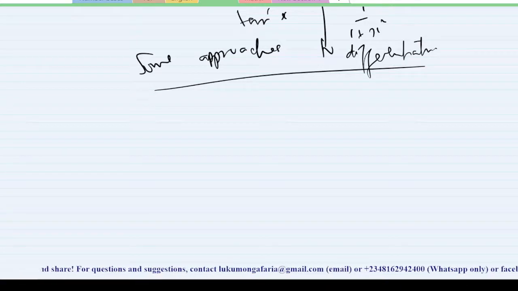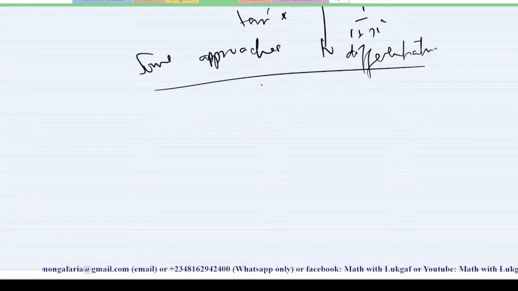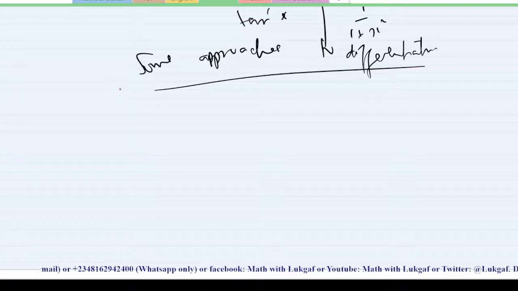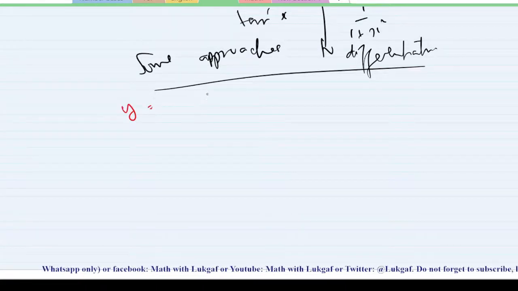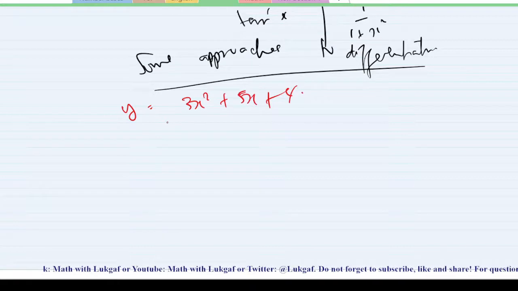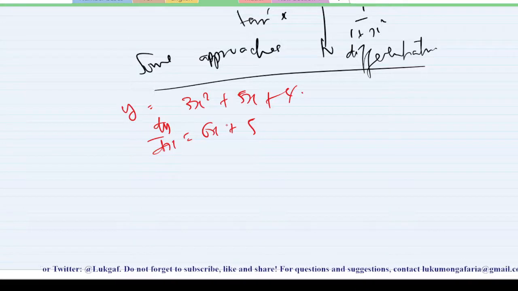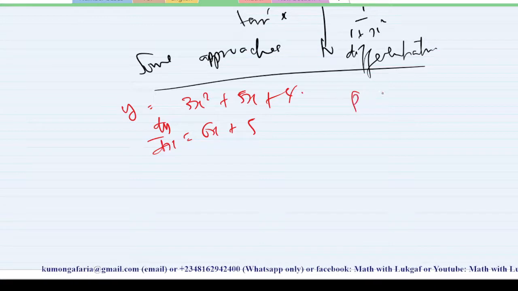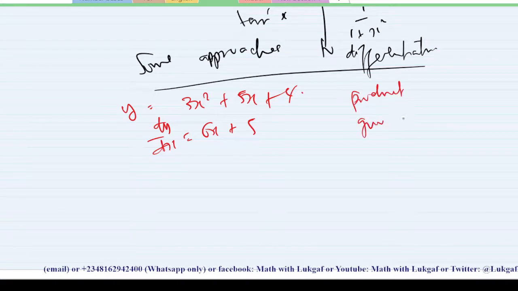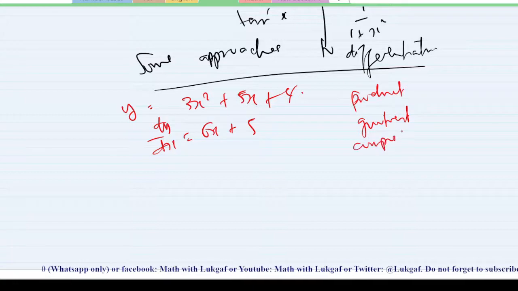In the last videos, you will have come across some standard derivatives and how you can differentiate a polynomial. For example, when I have something of this nature, basically this will give you 6x plus 5. These are examples of polynomial functions. But your function can also come in different forms. You can have your function in terms of products, in terms of quotients, as well as a composite function. How are you going to approach this? This is what we are going to do today.